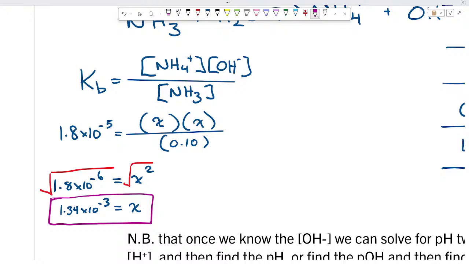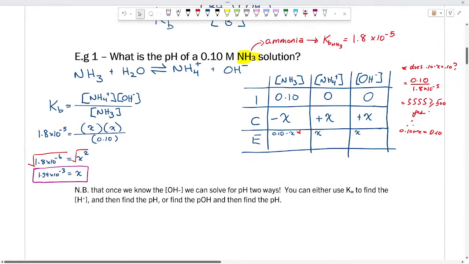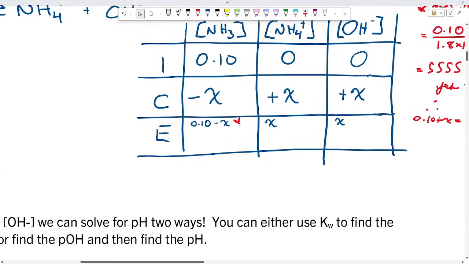Now, really quickly, by the way, is it true that 0.10, don't write this, minus 0.00134 is still 0.10? Yeah. See how our assumption is fine? Again, you don't have to write that. Now, have we answered the question? No, but we can fill this in. This will still be 0.10, right?